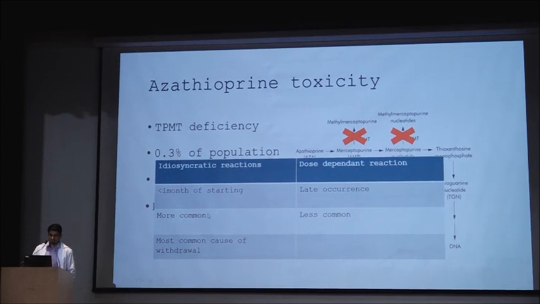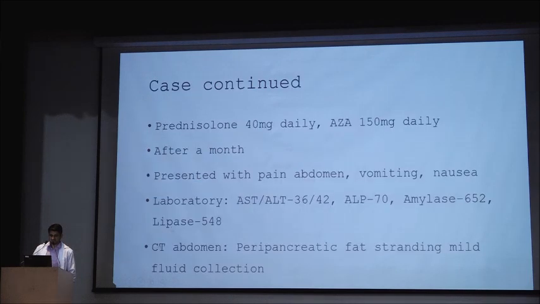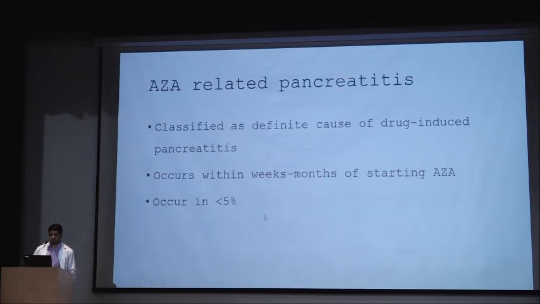These occur in the early course, within 1 month of starting azathioprine, and are more common as compared to dose-dependent reactions. So I am continuing with the same case. The same case was started on prednisolone and azathioprine 150 milligram per day. After a month, that patient presented in the emergency with acute abdomen in the form of abdominal pain, vomiting and nausea, and his liver biochemistry was normal, but there was elevation of amylase and lipase. The CT scan was also suggestive of evidence of acute pancreatitis.